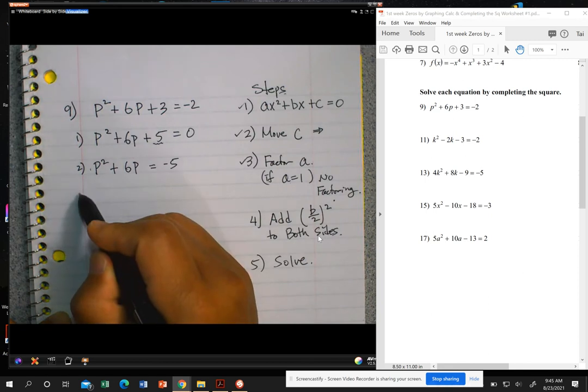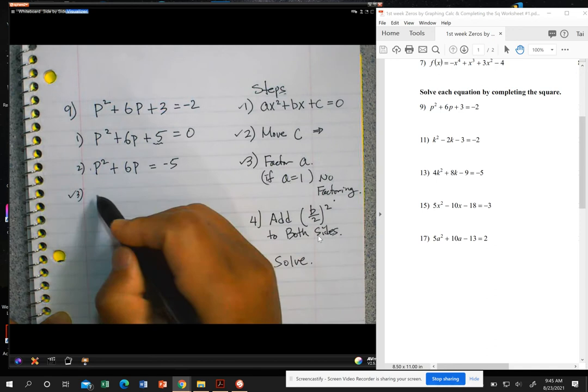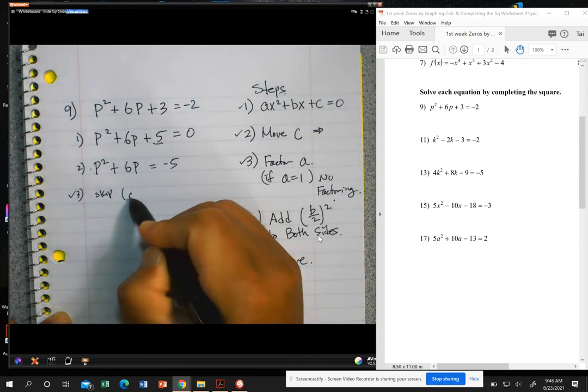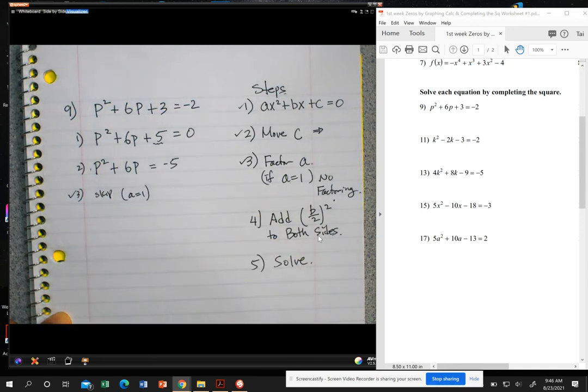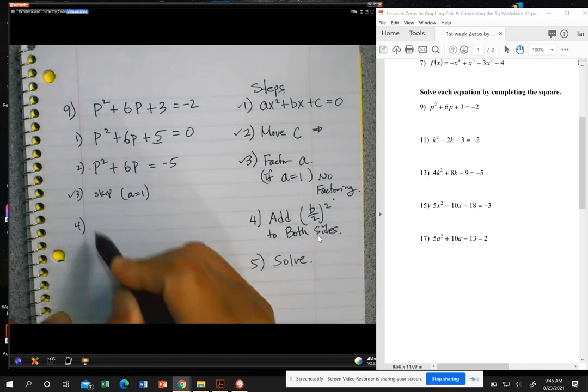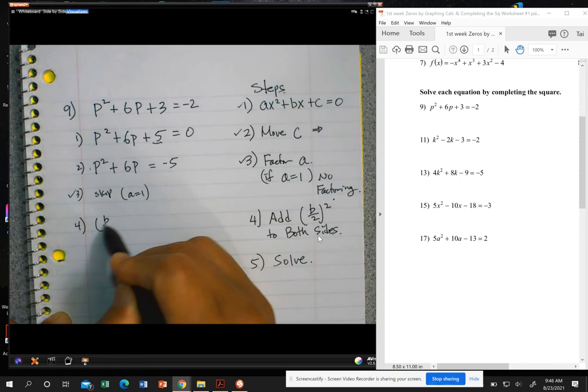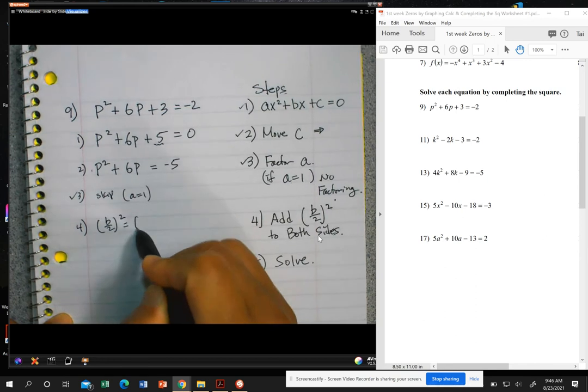Let's go to number 3. We don't have to do anything, right? Number 3 is already checked. So we can skip ahead, because A is equal to 1. We need to add b over 2 squared to both sides. So this is number 4. What is b over 2 squared? What is the b value?